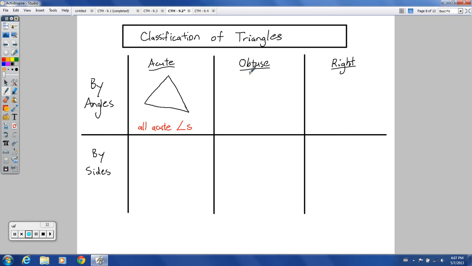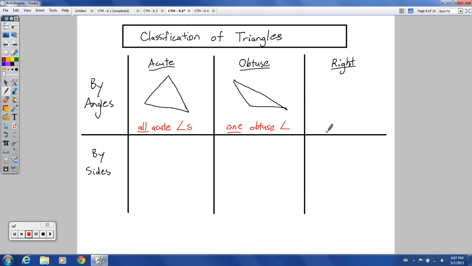Now if it's obtuse, you can't have all obtuse angles because triangles add up to 180. If you got something that's bigger than 90, the other two added together would have to be less than 90 themselves. So the other two would have to be acute, but one, and only one, ends up being obtuse. So here's an example. These are just the examples of these types of triangles, but this one has one obtuse angle.